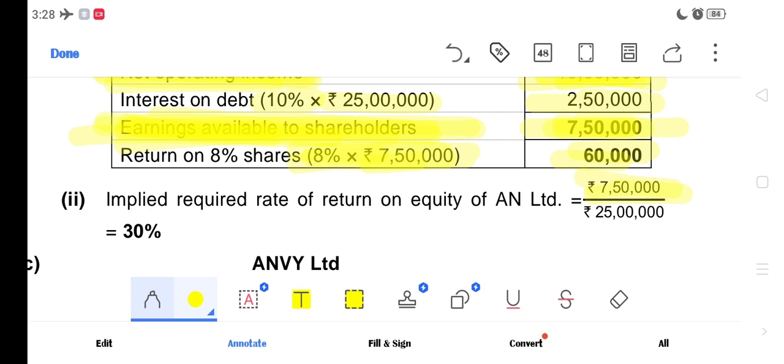25 lakh for debt and 25 lakh for equity. So 25 lakh is the investment only, no. So from the investment of 25 lakh, they get 7,50,000 as the return. The 7,50,000 is the return only, no.